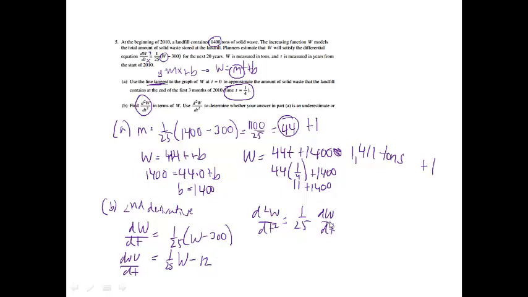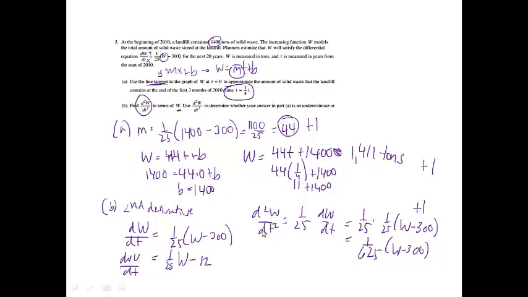Okay, so from here, we'd be fine, except it said to put it in terms of w. So I need to go one step farther, so I'm going to put 1/25 times, I do know that dw dt is equal to 1/25 times (w minus 300). So simplifying that just a little bit, that will give me 1/625 times (w minus 300). Okay, that was worth 1 point. Okay, and then my final point, it said to determine whether your answer is an underestimate or an overestimate.